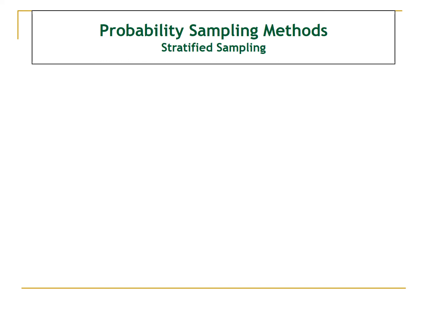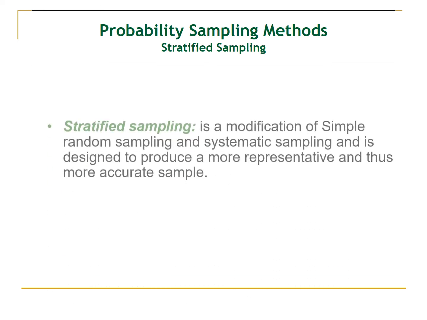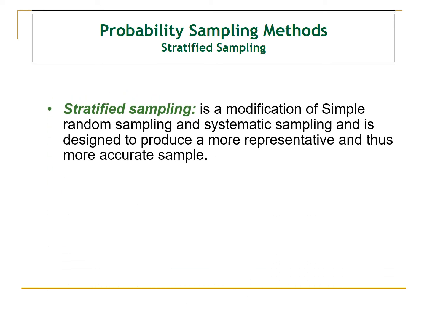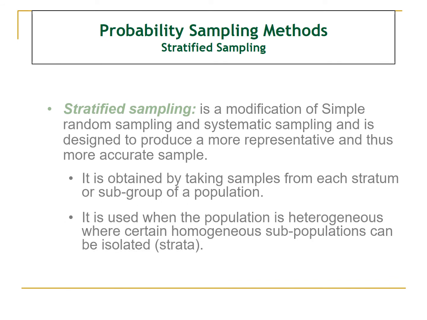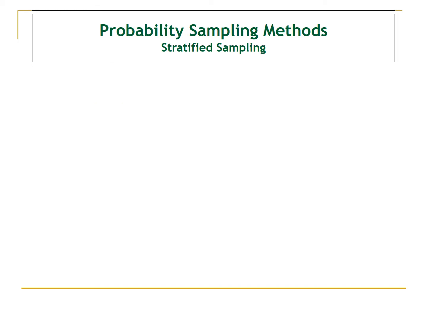The third probability sampling method is the stratified sampling. Stratified sampling is a modification of simple random sampling and systematic sampling. It is also designed to produce a more representative and thus more accurate sample. In stratified sampling, the population is divided into groups. You will select your samples from each stratum or subgroup of a population. It is also used when the population is heterogeneous, where certain homogeneous subpopulations can be isolated. In stratified sampling, the distribution is expected to be skewed.